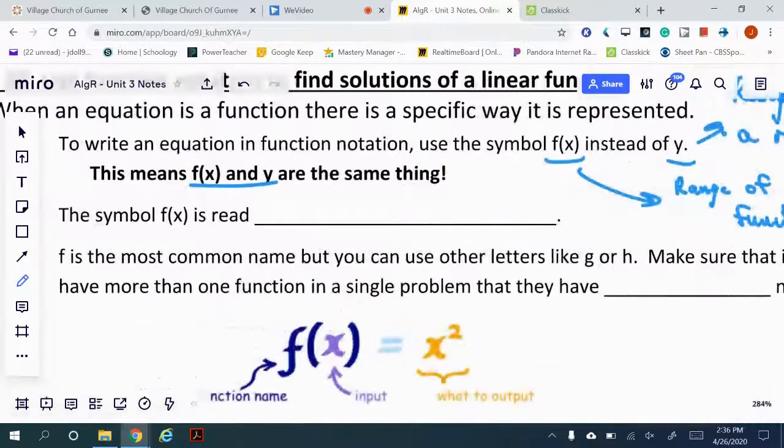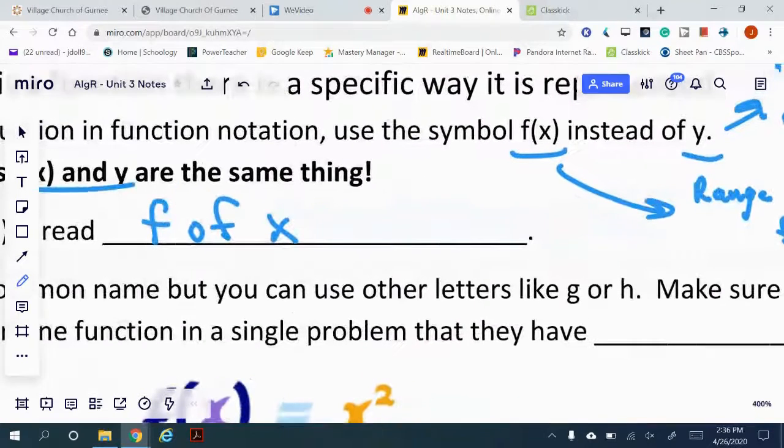All right, let's talk about our symbol here. F of x, this is read, as I've said a couple times, f of x. It's not f times x, right? So let's just make sure we make a note of that. This is not f times x. So please, please, please never multiply f and x together and try and simplify them. It's not f times x.